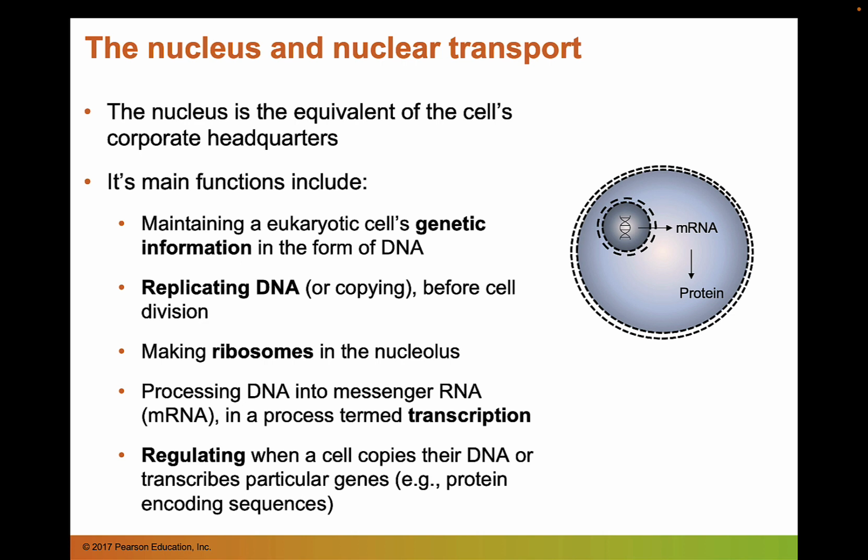It's the place where ribosomes are made, and ribosomes, as we talked about, are made up of protein and ribosomal RNA or rRNA. It's also the place where DNA is processed into messenger RNA or mRNA, and this process is termed transcription. And then there's a lot of things being regulated. So when a cell copies their DNA is regulated, and when a cell transcribes particular genes, and genes are protein encoding sequences. And so there's a lot happening in DNA, and so there has to be some sort of traffic occurring between where proteins are made in the cytosol and where a lot of this action is taking place.